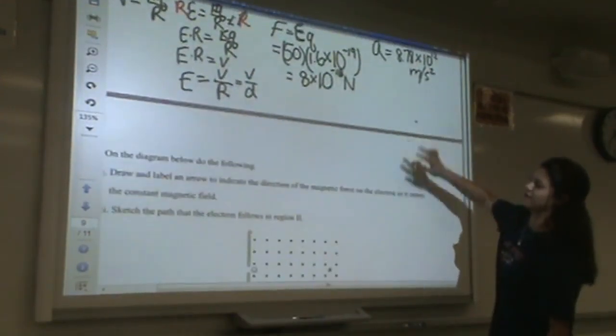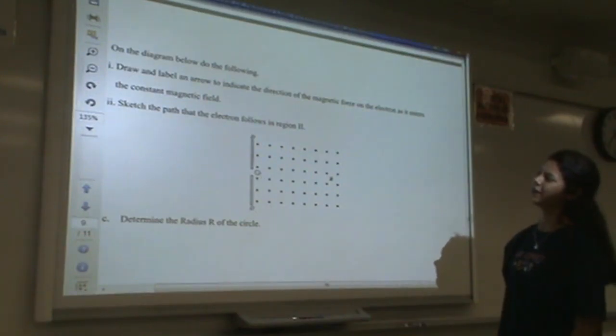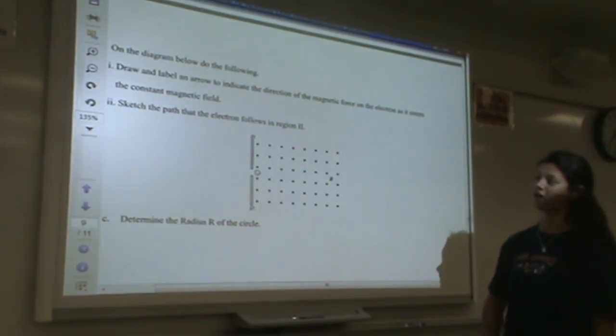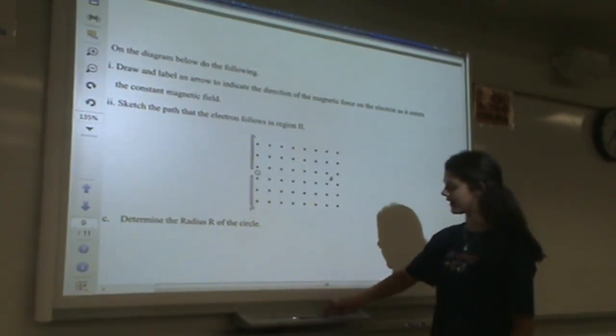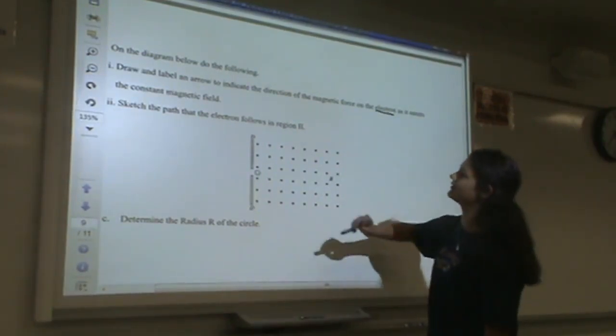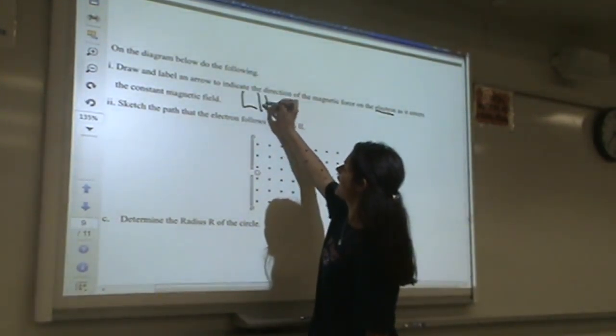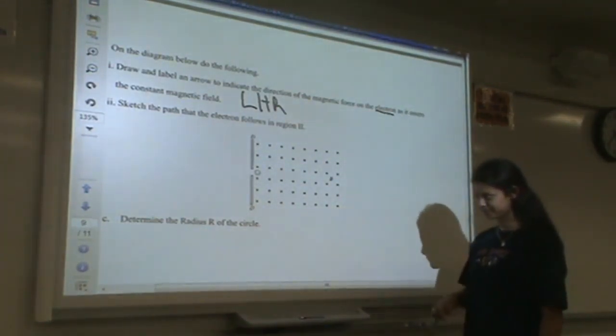Okay, so next part of this problem, we have to draw and label an arrow to indicate the direction of the magnetic force of the electron as it enters the constant magnetic field. Well, first off, we have to recognize that since our particle is an electron, we have to use the left-hand rule due to the electron having a negative charge.